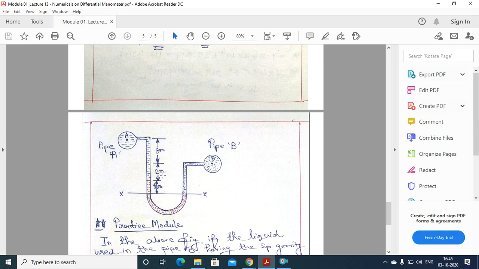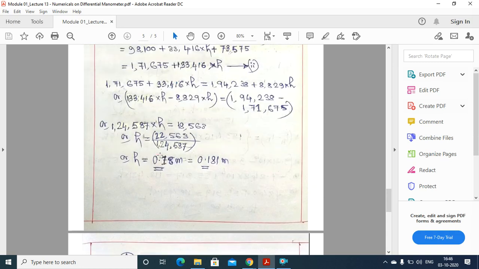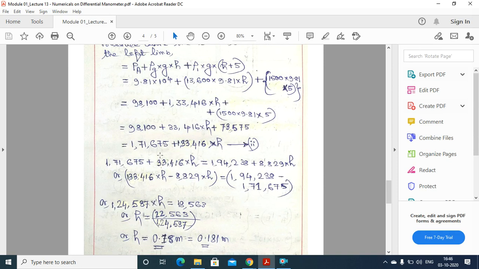Okay. Rho g into g into h plus rho 1 into g into h plus 5, because above the h, the total height up to this A, the distance between the center of the pipe A to the free surface of the mercury level at the left limb will be here h plus 5, because 3 plus 2 is 5, so h plus 5. So here you can see that is the h plus 5.